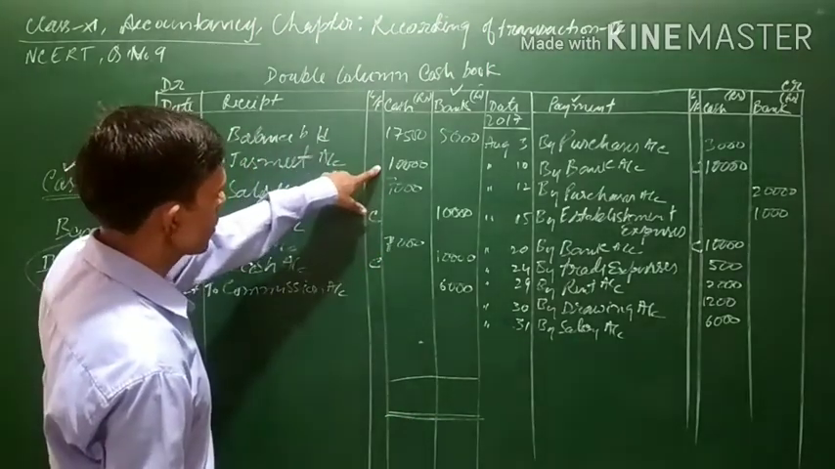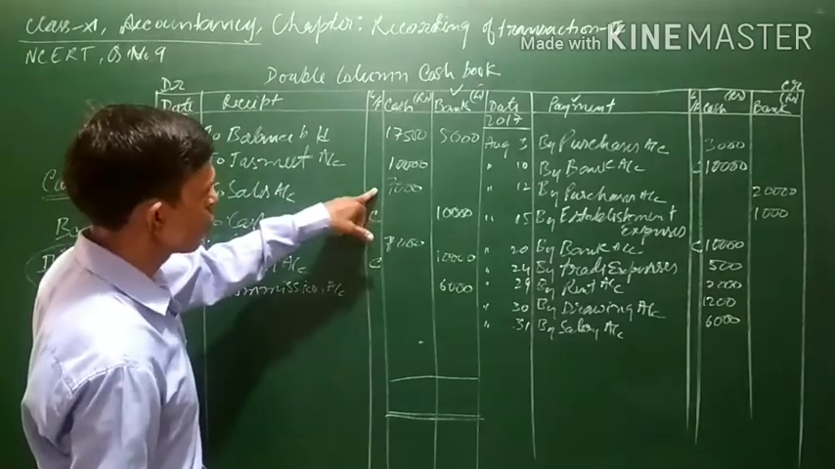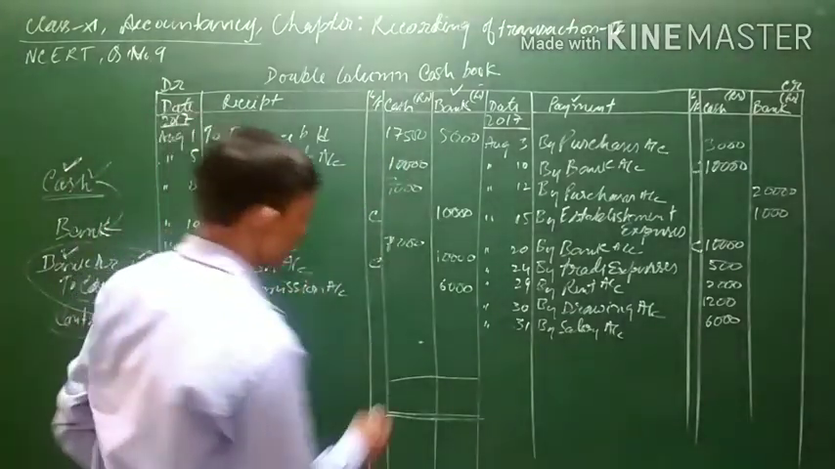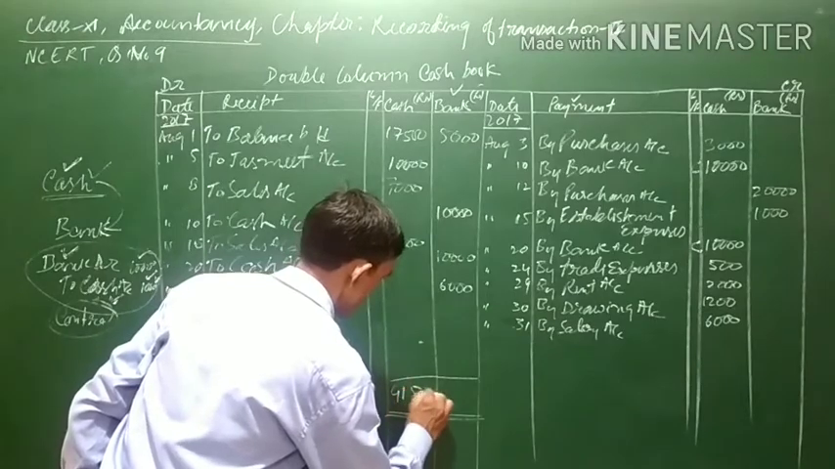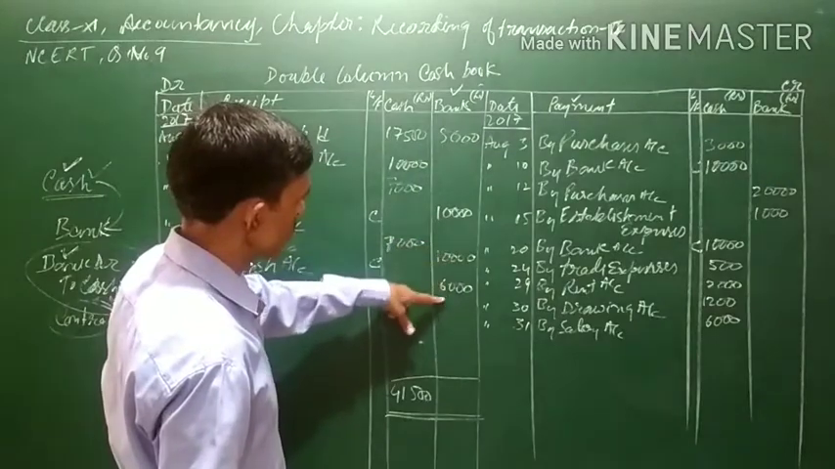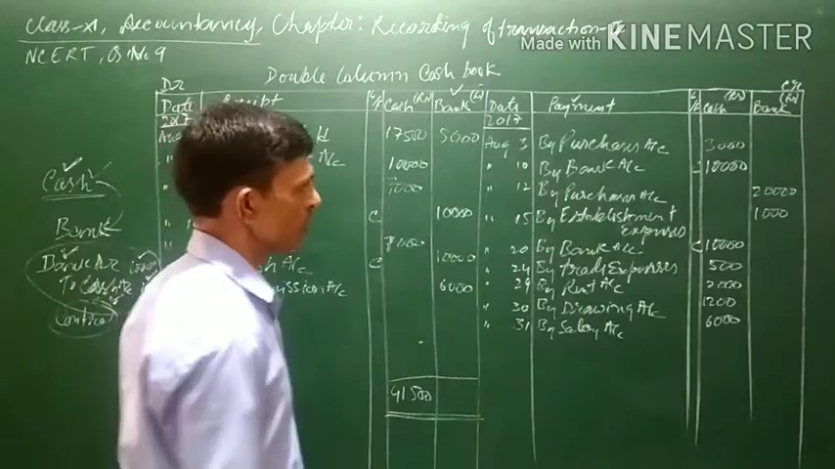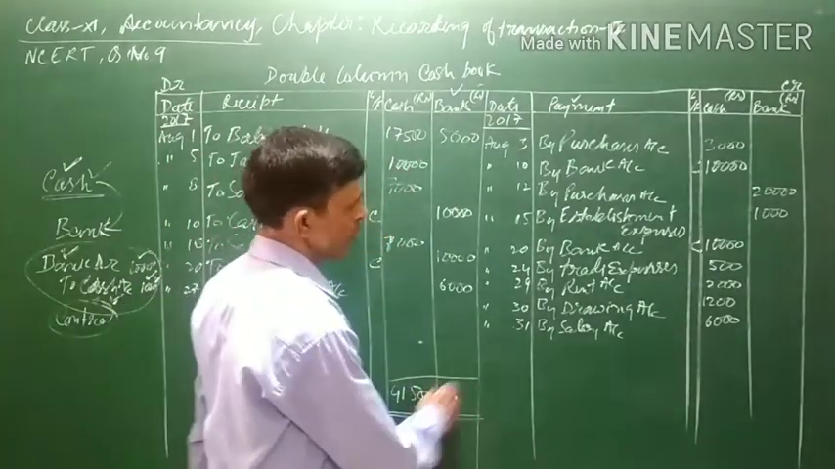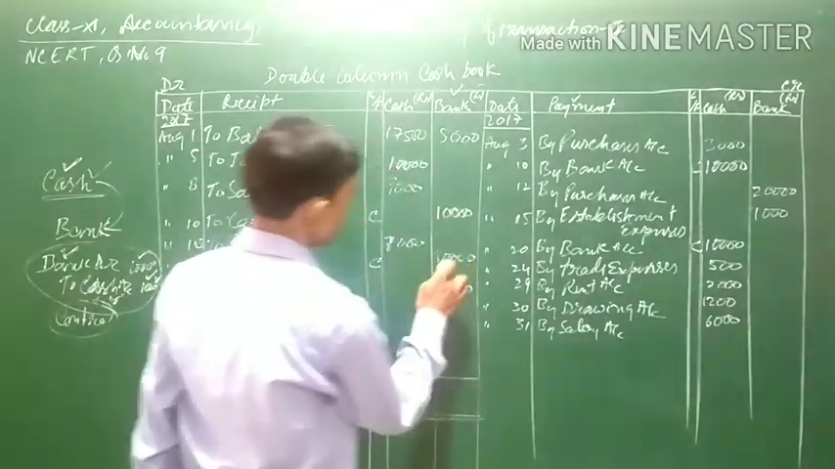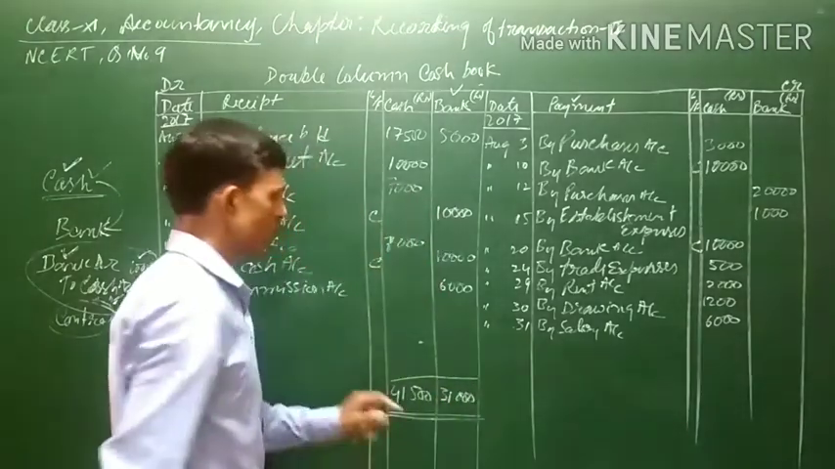70,500 plus 10, 27,000 plus 7, 34 plus 7, 41,500 is the total. Let us see the total of this side also. 5,000 plus 10 plus 10 plus 6, 10 plus 10, 20 plus 6, 26 plus 5, 31,000. 31,000 is the total receipt, and payment through bank is 21,000. The total of this is 20 plus 30, 31,000.